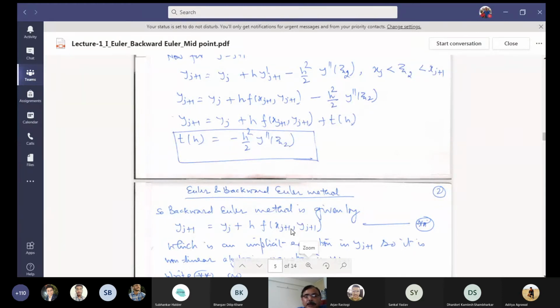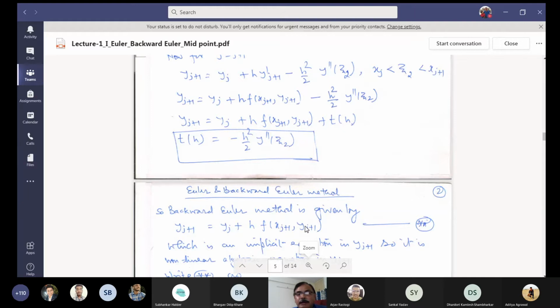Now you see the difference. On the right hand side it is yj plus h f of xj plus 1, yj plus 1. Xj plus 1 is always known, there is no trouble. But it is an equation in yj plus 1. Yj plus 1 you have to calculate, and on the left hand side also yj plus 1. So what type of equations are these called? Anybody? It is called an implicit equation.